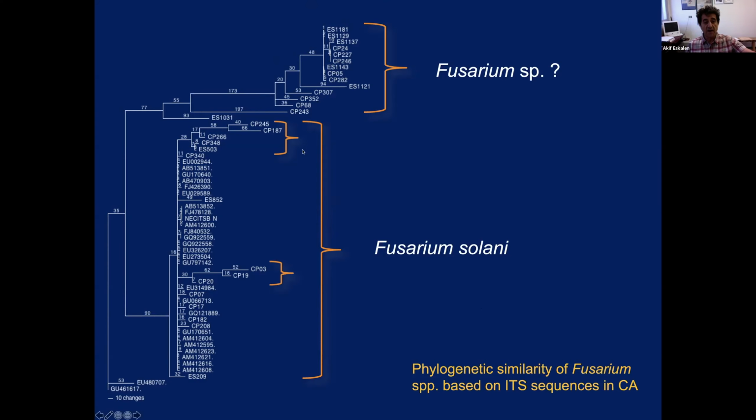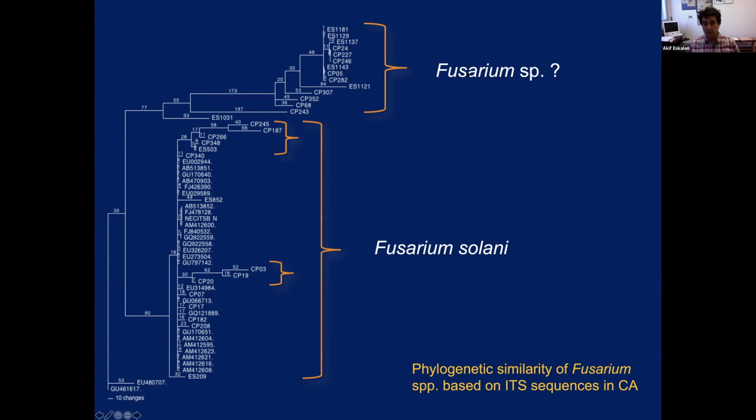This is the family tree of the Fusarium species that we isolated from our survey, based on their DNA, which is the true identification. So this shows how each Fusarium species is related to each other. This is showing that there are two clades separating from each other, which shows that this could be different from the Fusarium solani. So we might have more than one Fusarium solani in that.